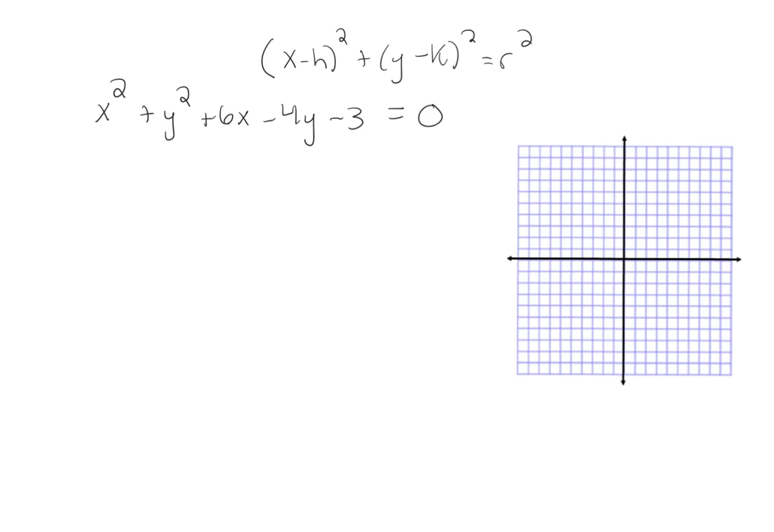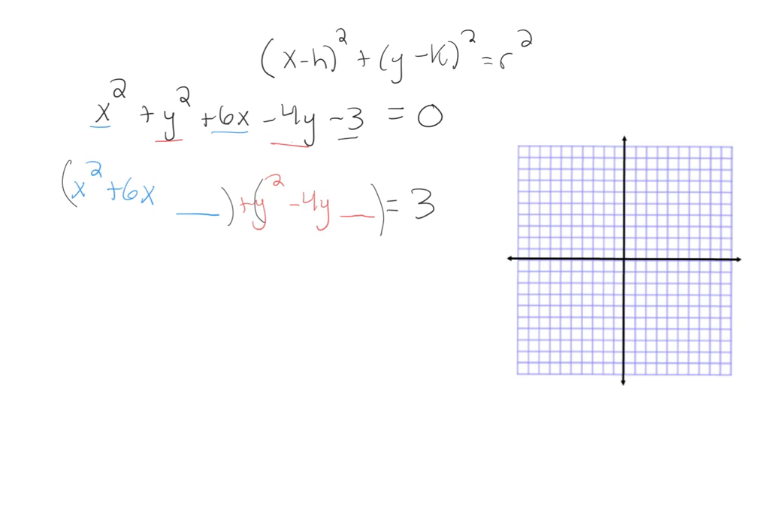All right, so first, what I like to do is group the x's together. So x squared plus 6x. And then we're going to complete the square, so I'm going to leave myself a little space. And then let's group the y's together. So plus y squared minus 4y. I'm going to complete another square. And then the constant I'm going to get on the other side.